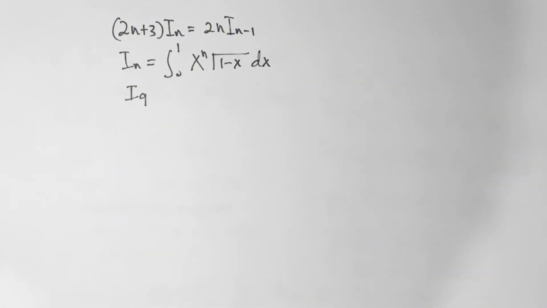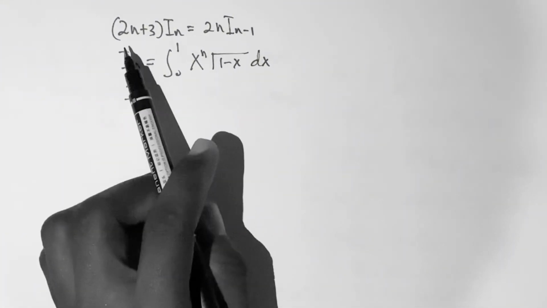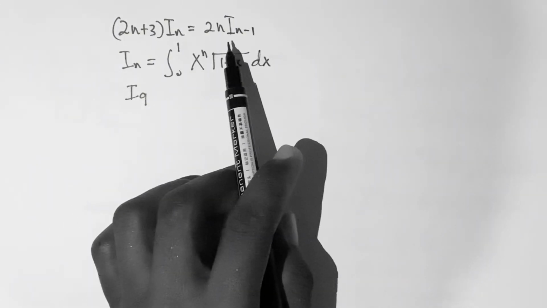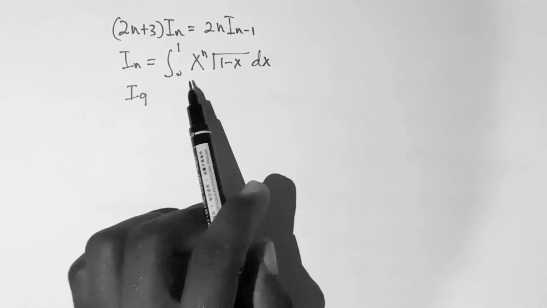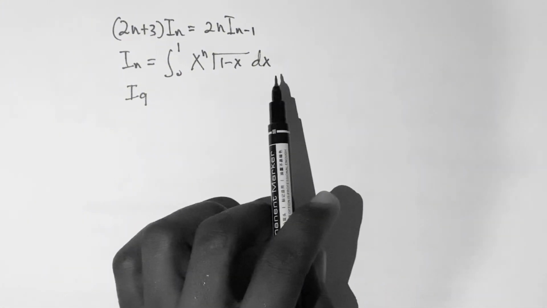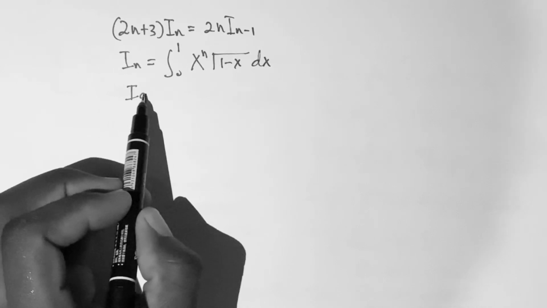So for the next part of the question, we are supposed to find I of 9. But we have been able to establish that 2n plus 3 I of n is equal to 2n I of n minus 1. And then from the question, we are given that I of n is equal to the integral from 0 to 1 of x exponent n square root of 1 minus x dx. So I of 9, that means that n is equal to 9.